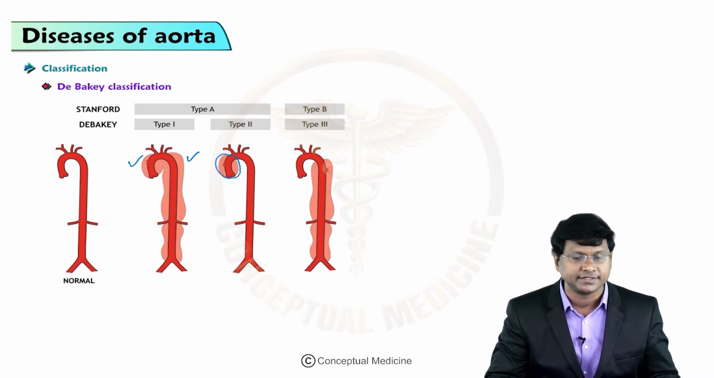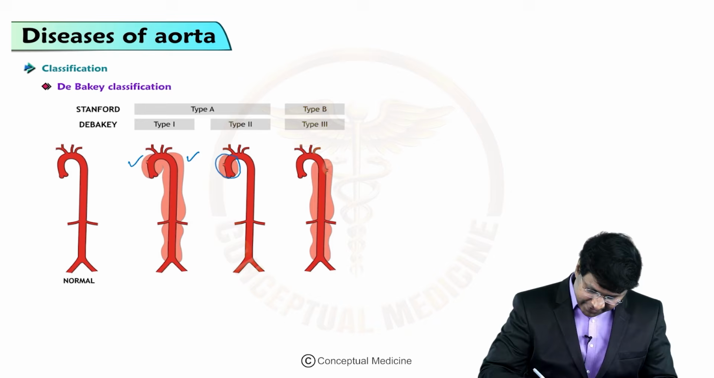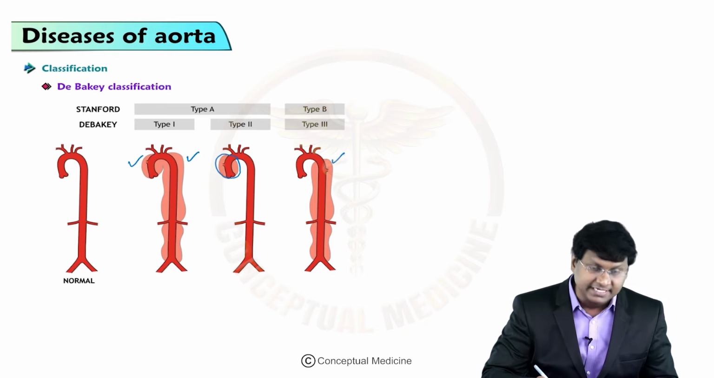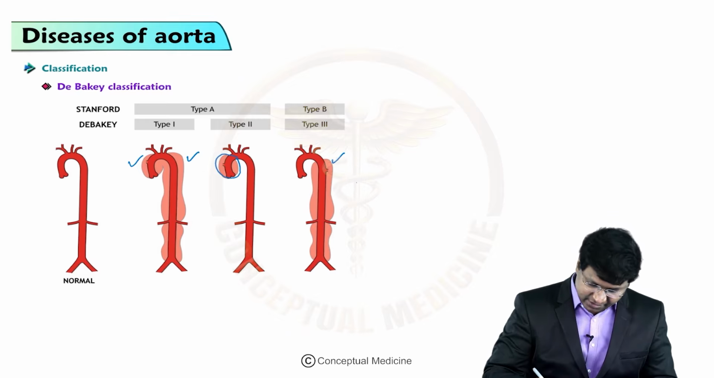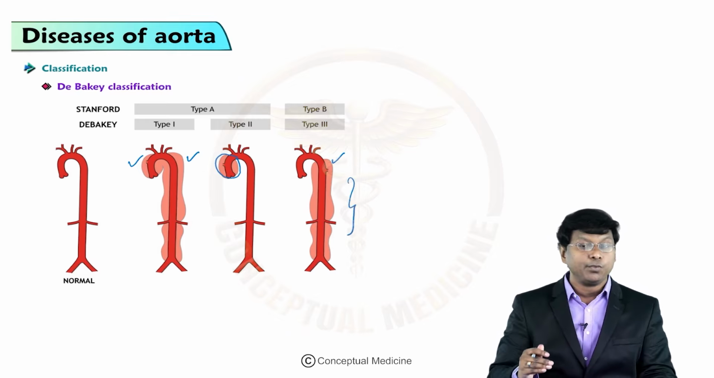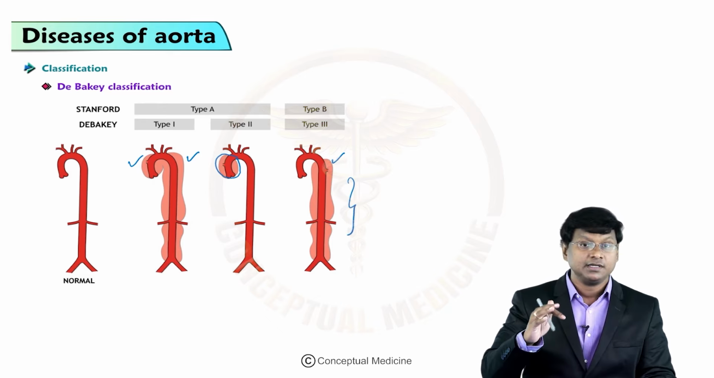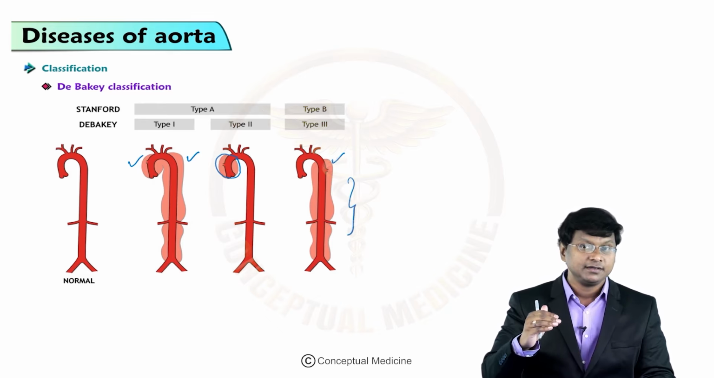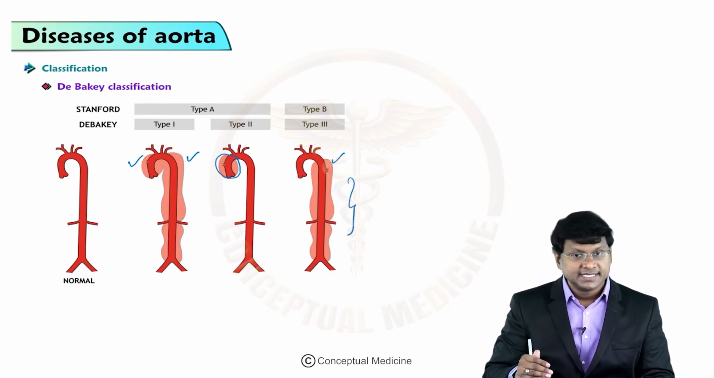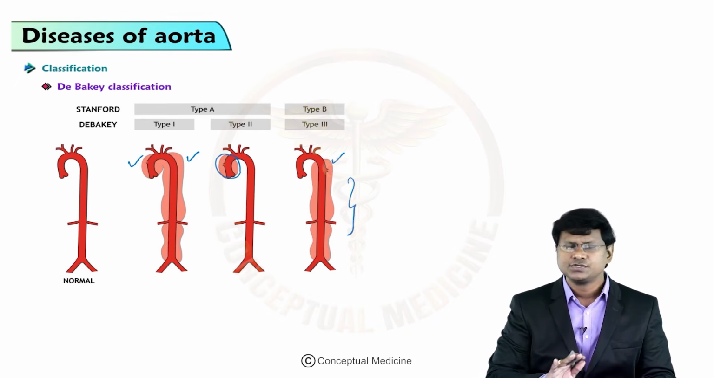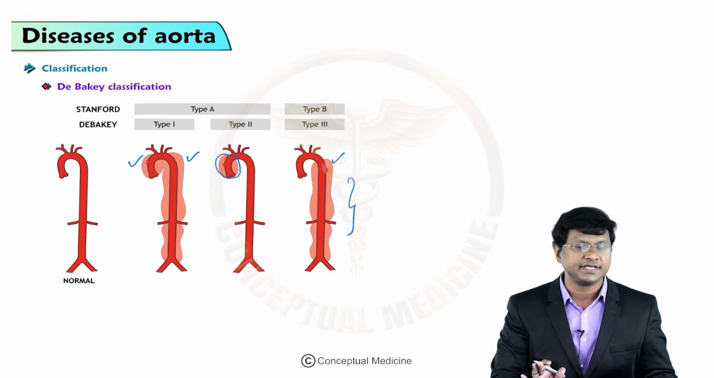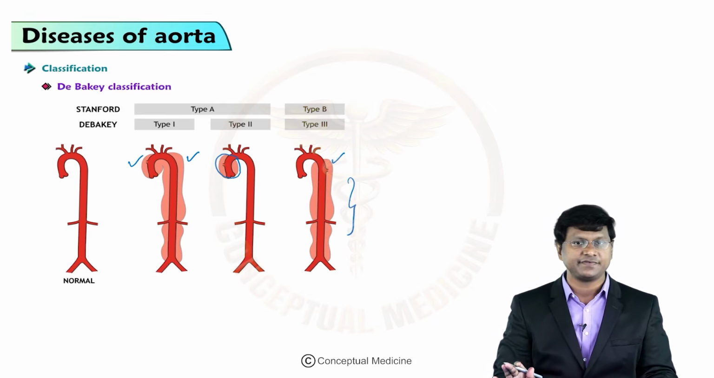which is nothing but your right brachiocephalic trunk. Whereas type 3A involves the aorta distal to the left subclavian artery but proximal to the diaphragm. Whereas 3B involves both the descending thoracic aorta as well as the abdominal aorta. That will be your type 3B. So this is about the Stanford classification as well as the DeBakey classification.